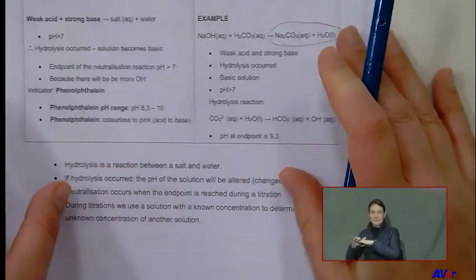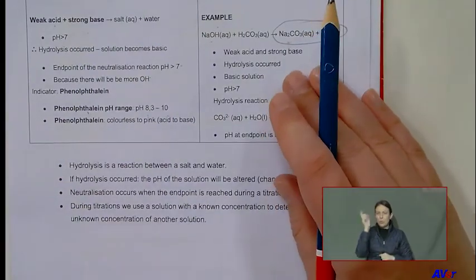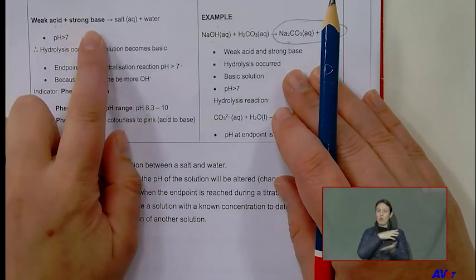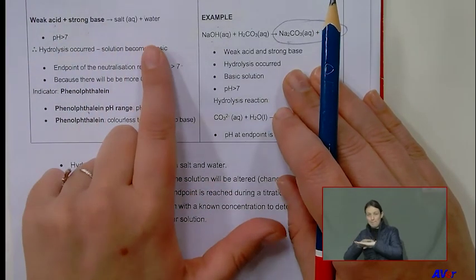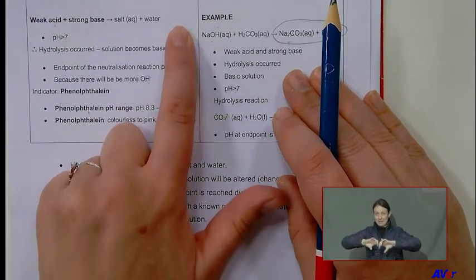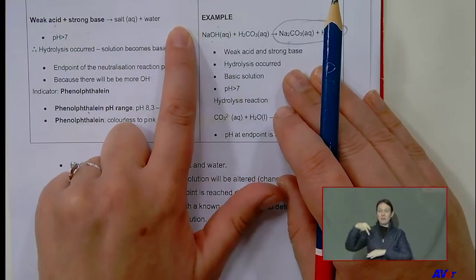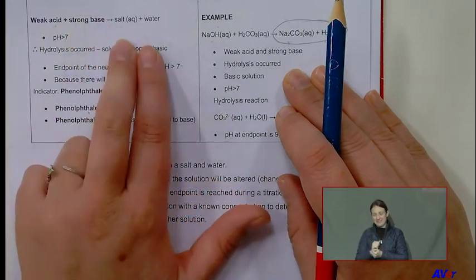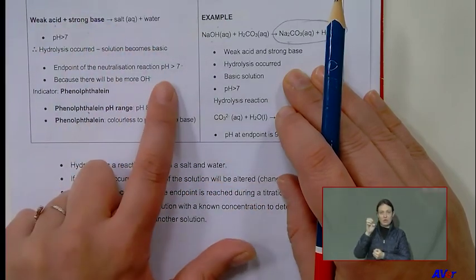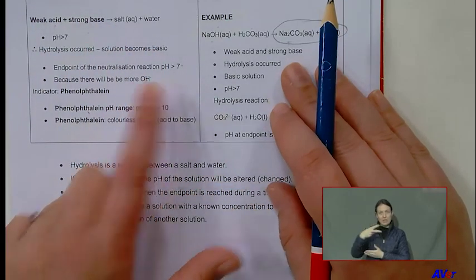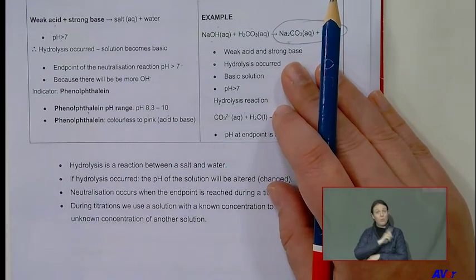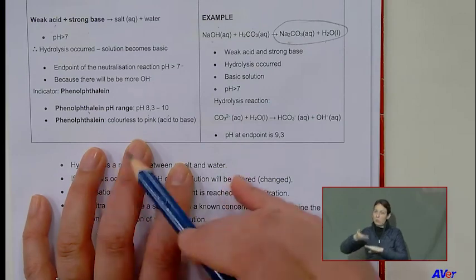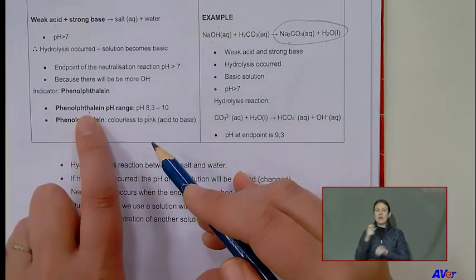So immediately you know hydrolysis will occur. Because it is a weak acid and a strong base, the solution will become basic, which means the pH will be greater than 7. So yes, hydrolysis will occur. The pH will be greater than 7. Why? Because you will now have more hydroxide ions in the solution. And the indicator that we're going to use in this titration will be phenolphthalein.